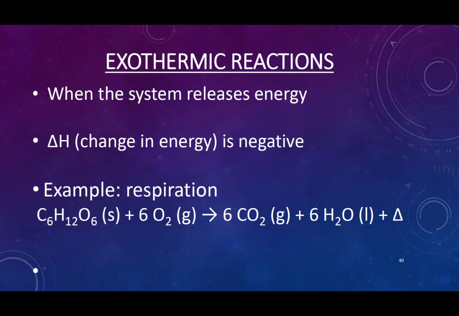Now let's talk about exothermic reactions. It's the complete reverse of endothermic reactions. In an exothermic reaction, the system releases energy. The change in energy, or delta H, is negative. The example is respiration. If you breathe out onto the palm of your hand and feel it, it's warm, not like hot body temperature. That means the system is releasing energy. That's why the delta H is on the product side.